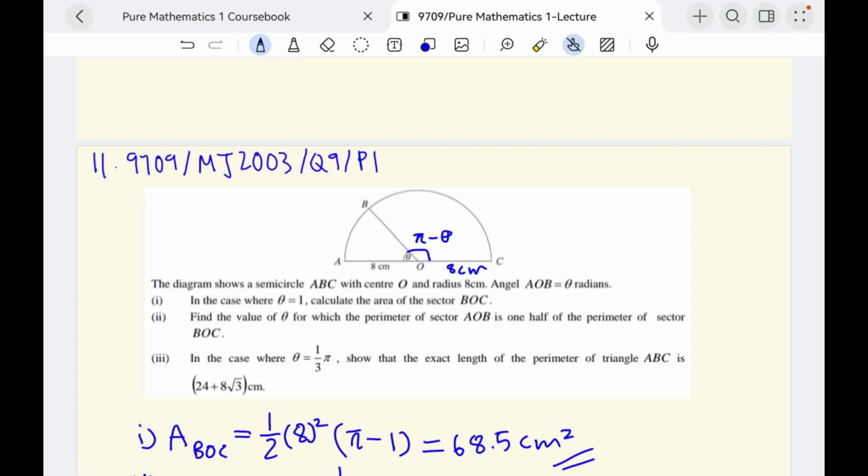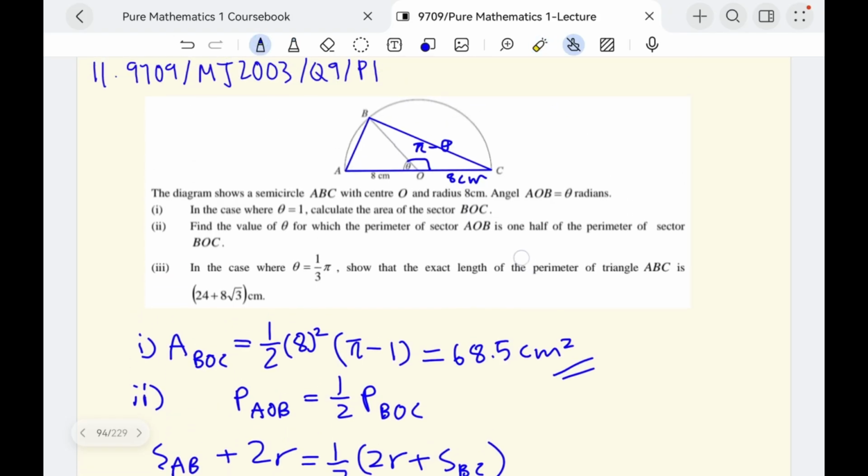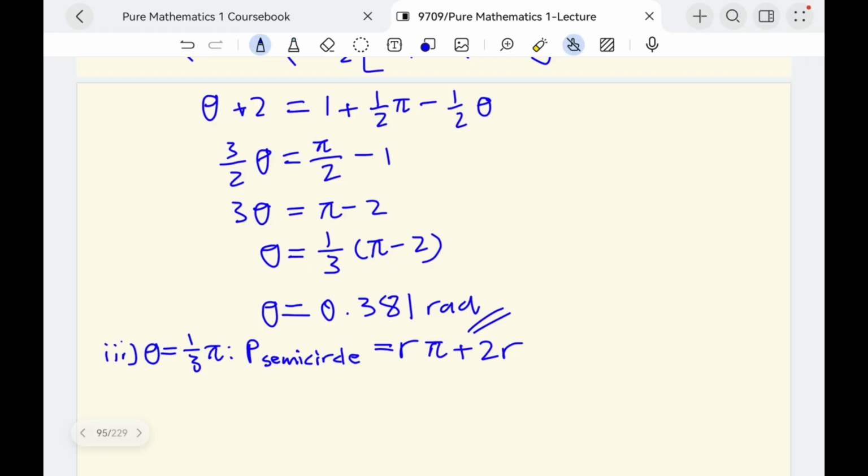Oh, sorry, it says that you need to find the perimeter of the triangle ABC, not the entire semicircle. So the question demands you to find the perimeter of the triangle ABC. We need to find the segments AB and BC, and we have AC already, which is twice the radius, which is 16, 2 times 8.